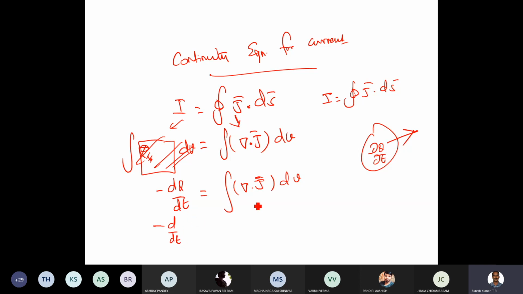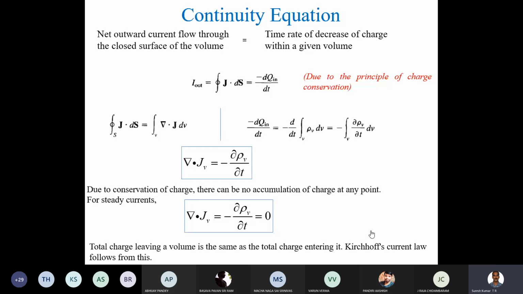Now the reason we are writing this equation is that we want this dv term. That's why we are doing all this. So you know q equal to rho v into dv. So on the other side you have del dot j into dv. If you compare both sides, now we can get del dot j vector equal to negative of dou rho v by dou t. What is dou rho v?